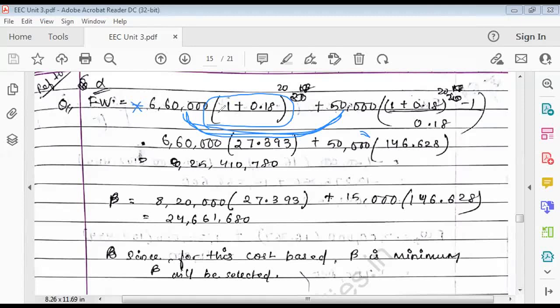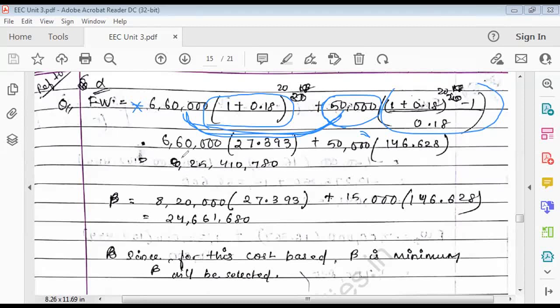So 6,60,000 times the first formula, 1 plus r whole to the power t, plus, now what was this 50,000? Annual operational and maintenance cost. That means every year you must spend 50,000 rupees for 20 years. So that's an annuity. So you will have to use the second formula: 1 plus r whole to the power t minus 1 whole divided by r, where r is 18% compounded annually, t is 20.